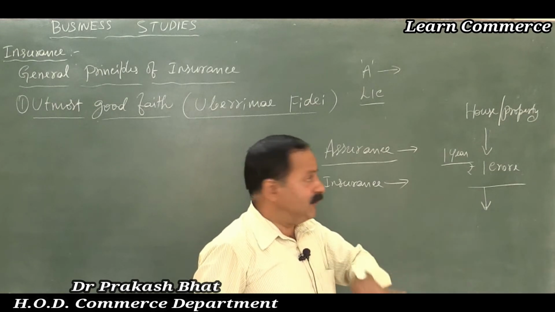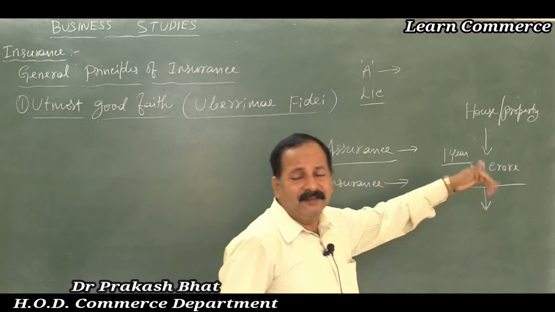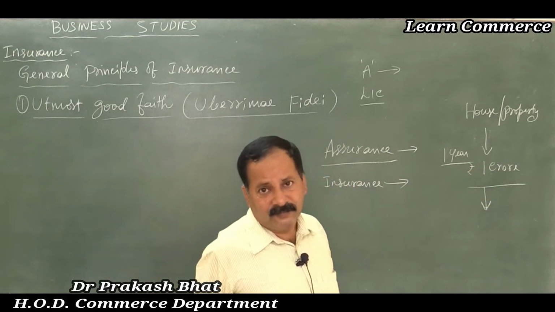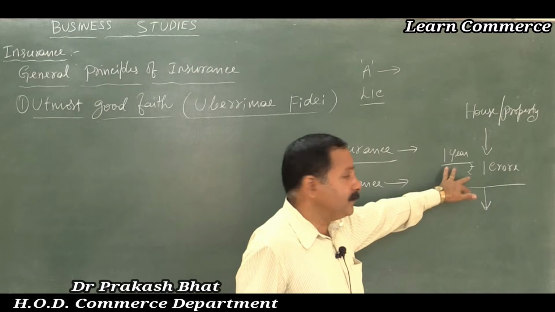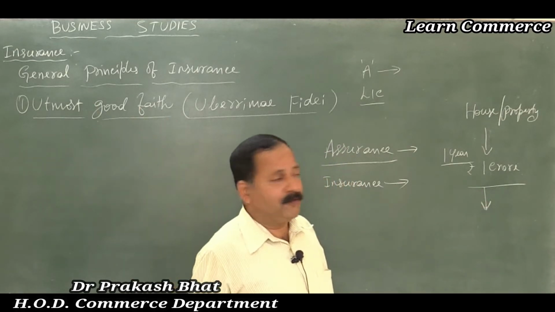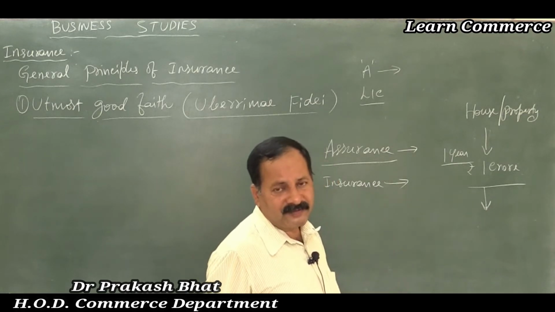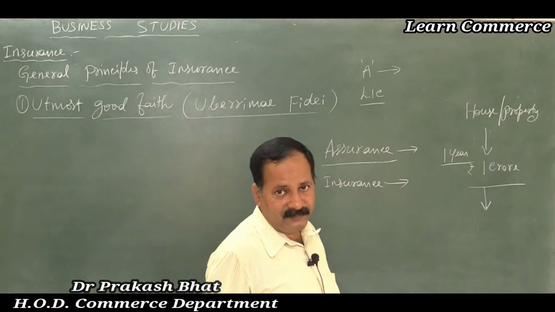But in case of general insurance, they will issue it for a maximum of 1 year or 2 years, then it will be renewed every year. So the renewal premium should be paid and the policy should be renewed like that. Otherwise, it gets closed. The contract of insurance comes to an end after 1 year. Okay.